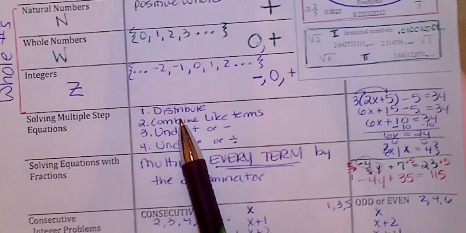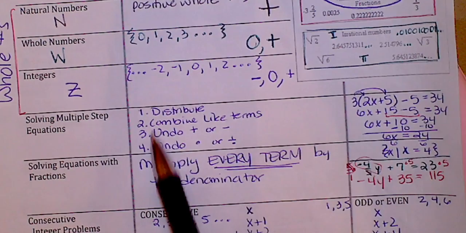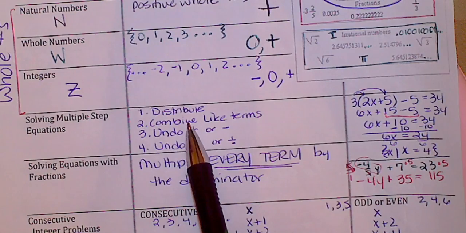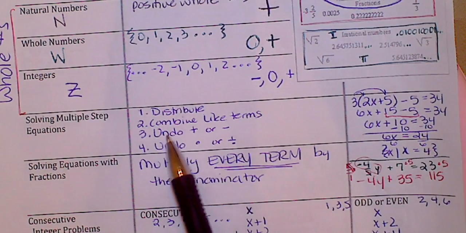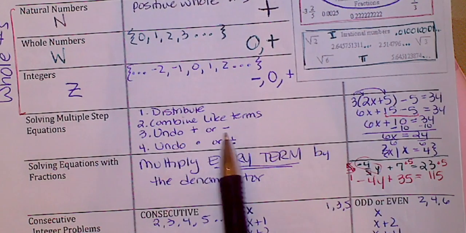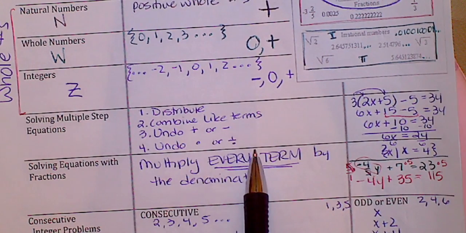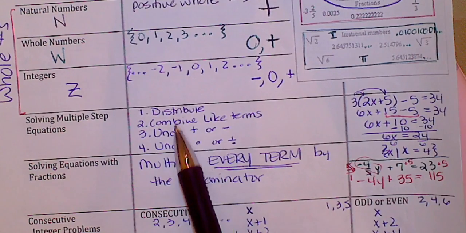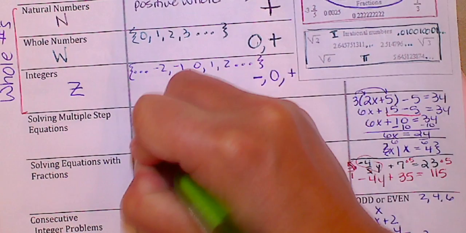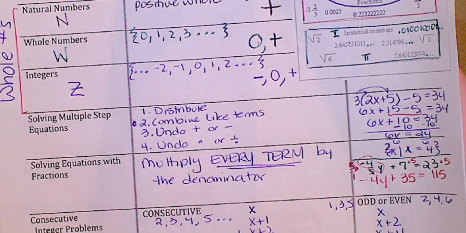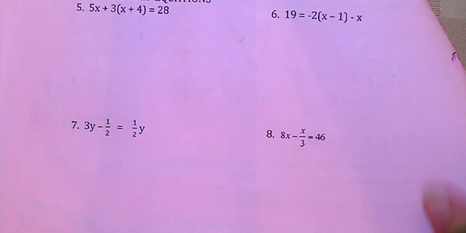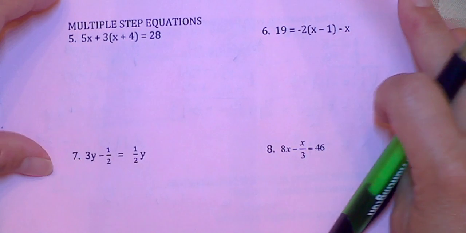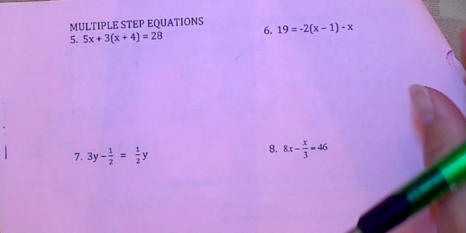We want to distribute first, then combine any like terms, like the 15 and the 5 here, before you start moving anything by undoing addition or subtraction, undoing multiplication and division. So always distributing. This is the step right here that is skipped sometimes, combining like terms. So make sure you do that before you move on. All right, it'll also shorten the work that you have to do if you combine them first.